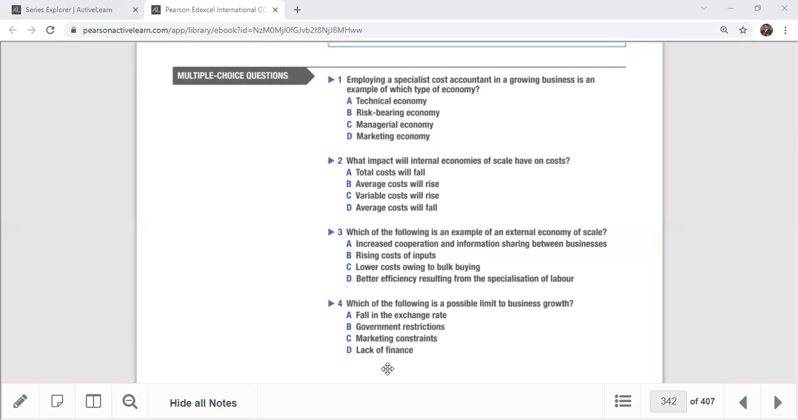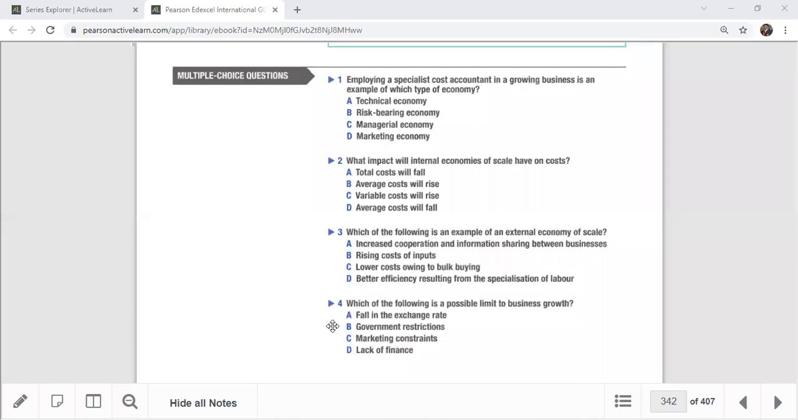I got one answer. In this case, for external economies of scale, we can say the answer is A: increased cooperation and information sharing between businesses, like the Silicon Valley example in California, where they share information like research and development. That's external economies of scale. D is different, because better efficiency from specialization of labor is an internal thing. External economies of scale mean there is a specific skilled labor pool in the society. So we take the answer as A. Only one student gave the correct answer.